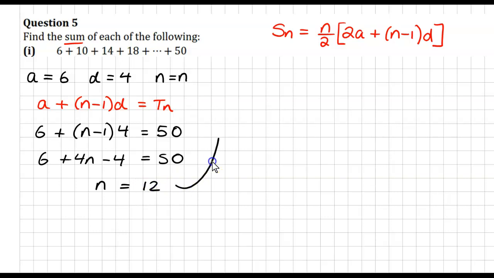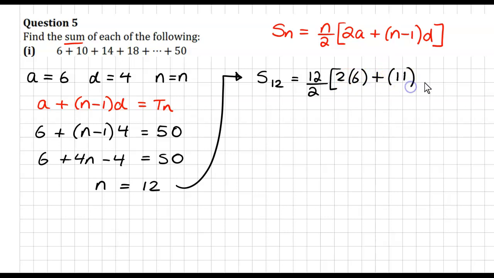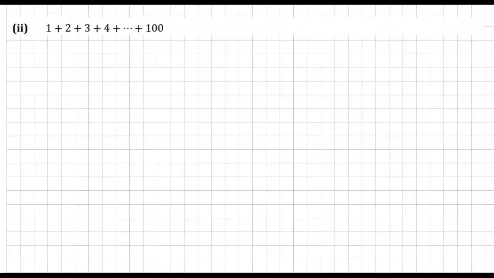So I'm going to use my formula for Sn. I want to find S12, so that's going to be 12 over 2, 2 times 6, plus n minus 1, which is 12 minus 1, which is 11, times d, which is 4. So all that into your calculator. You can simplify it as you want, but not necessary. I'm going to get 168.